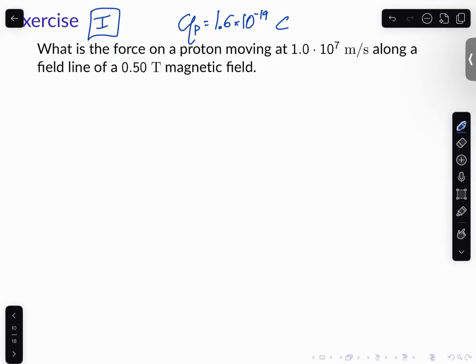In particular, note I'm not talking about the force vector, just the magnitude. Just tell me the number part. How many newtons, not which way. I don't tell you enough to deduce which way.